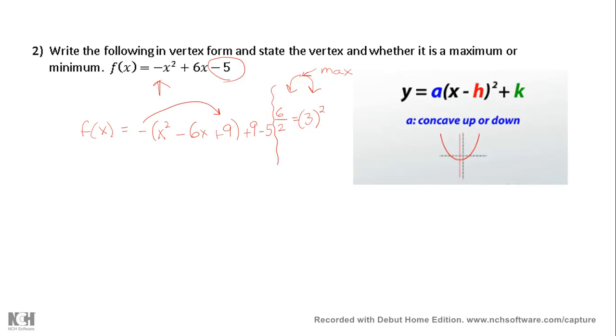If you went back to make sure you didn't make any mistakes, you would see that negative times x squared is negative x squared. Negative times a negative 6x is a positive 6x. Negative 1 times the 9 is negative 9, but then we're adding the 9 at the end, which eliminates that, and then we have negative 5.